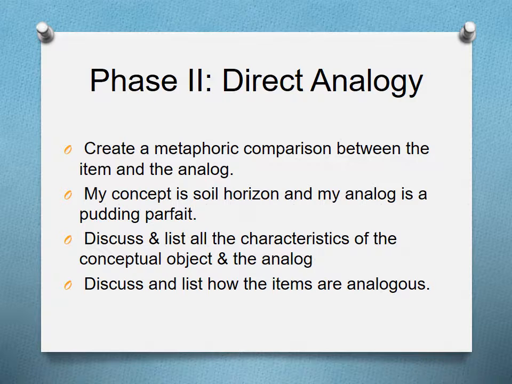In phase 2, the direct analogy, we've created the metaphoric comparison between the item and the analog, or in our case, the soil horizon and the pudding parfait. So we would then discuss and list the characteristics of both items and chart that out on chart paper. And then we would also list how they are similar and chart that out as well.